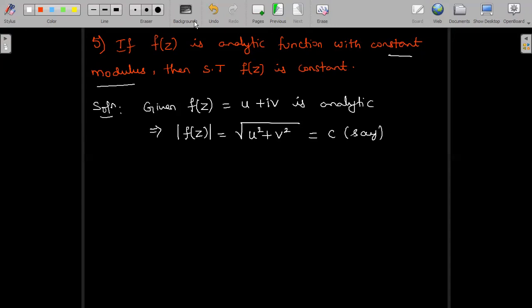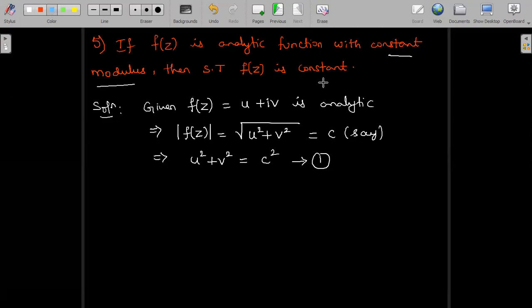F of z is having the constant modulus. So when I take the modulus of f of z, it should be a constant, say equal to c for us. So squaring on both sides, we get u square plus v square is equal to c square. Let me call this equation 1. And now we will differentiate equation 1 partially with respect to x and proceed.